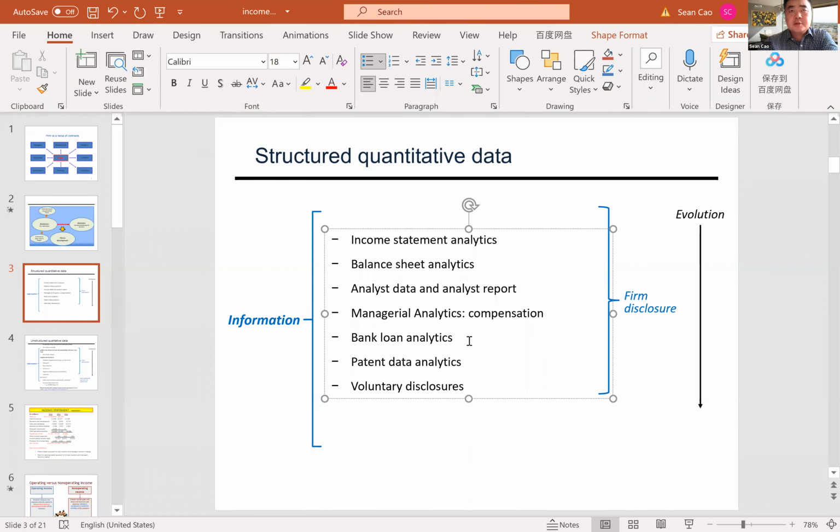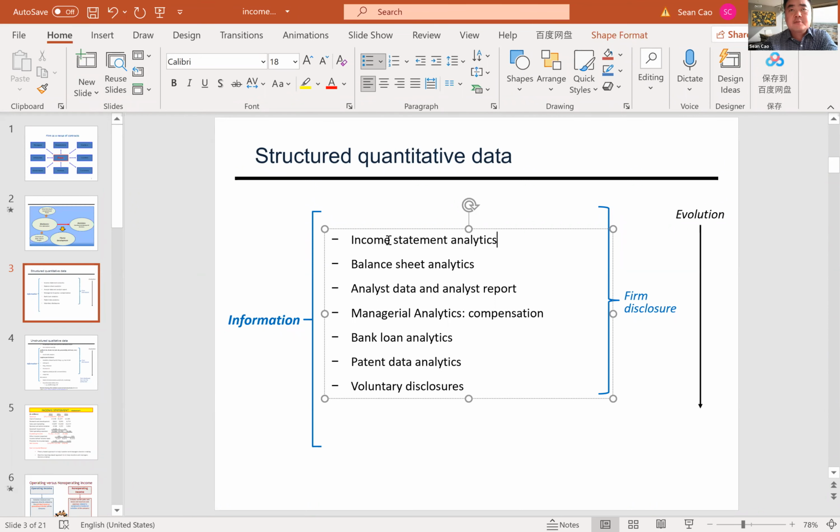And also compensation data, bank loan data, patent data, voluntary disclosure data. These are all important data that we need to learn as finance and accounting majors in order to provide data analytics for investors, managers, creditors, and government. I'm not going to spend too much time on the details of the data. I will post some videos in which I explain all the data in detail.